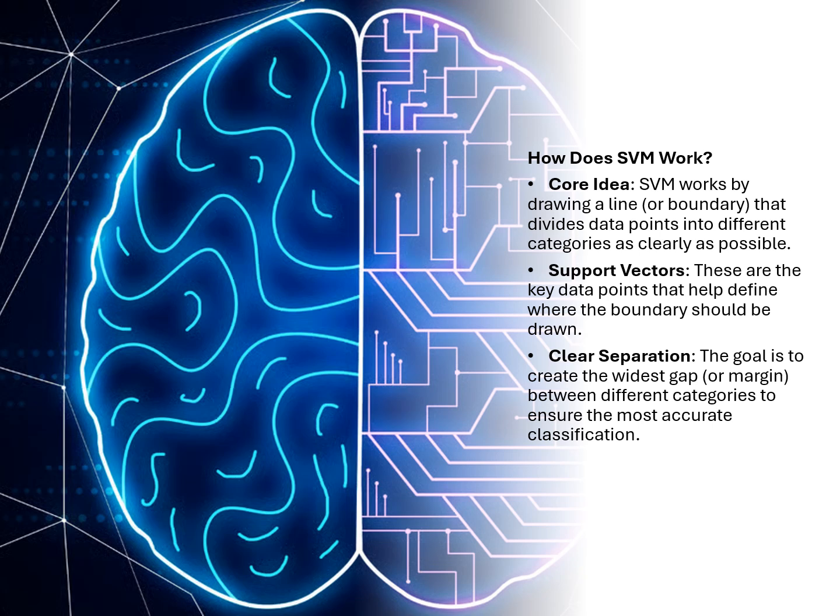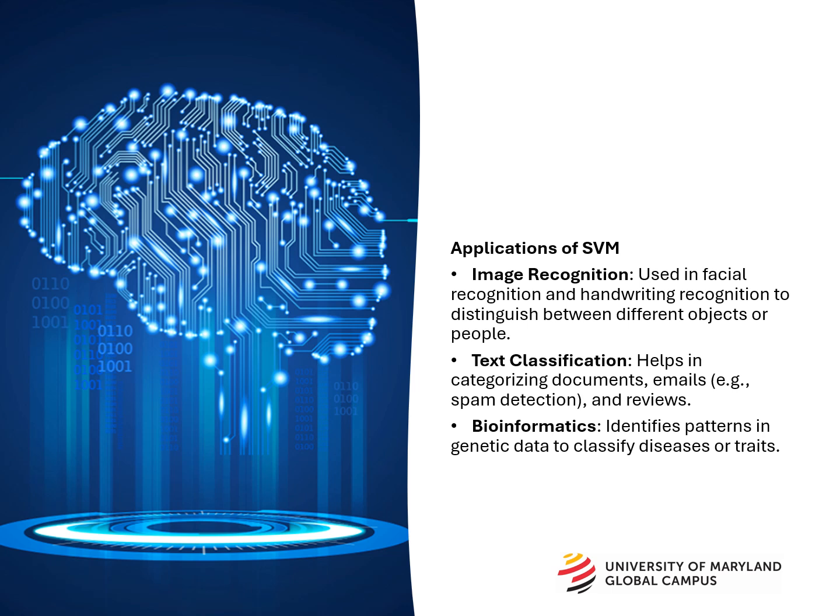So, to sum it up, SVM works by drawing the most optimal boundary between categories of data, using those support vectors to help create the widest possible margin. This clear separation helps ensure that when you introduce new unseen data, the model can confidently and accurately classify it. Let's move on to some real-world applications of support vector machines, or SVM.